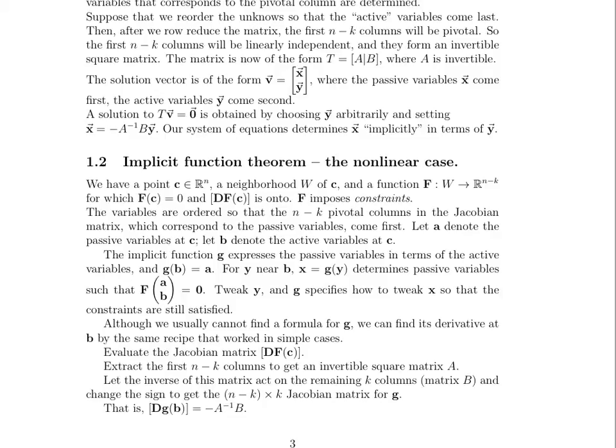So what do we do? We evaluate the Jacobian of dF at C. We extract the first n minus k columns to get an invertible square matrix. We let the inverse of this matrix act on the remaining k columns. So we use negative A inverse B. And so we find that that is going to lead us to the derivative of the implicit function, which is a function of B, the actives, is equal to negative A inverse B.